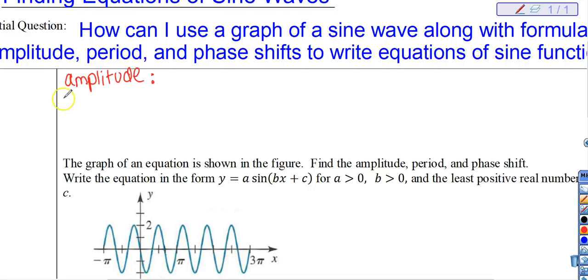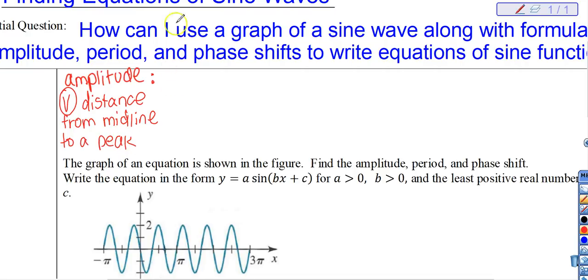Peak. So you're saying it's vertical, right? So it's the vertical distance from the midline to a maximum or a peak. And what's the formula for amplitude? The absolute value of A. Okay, so we definitely need to know what is amplitude, what does it mean, and what's the formula, the absolute value of A. All right, let's switch to period.